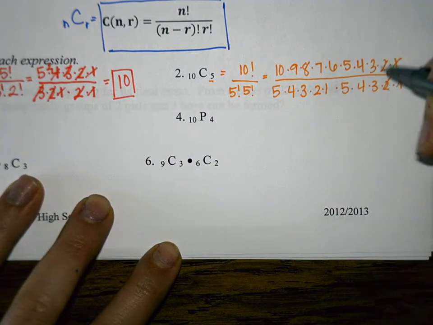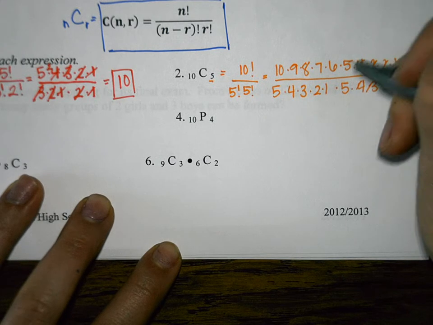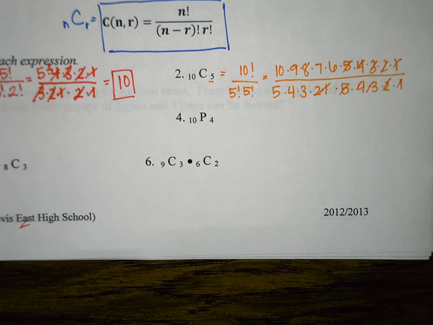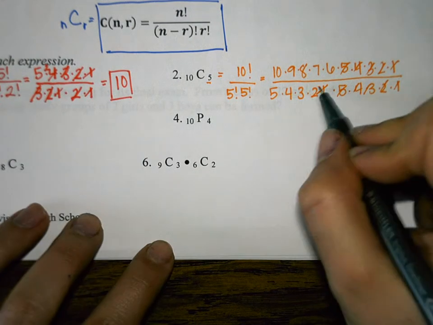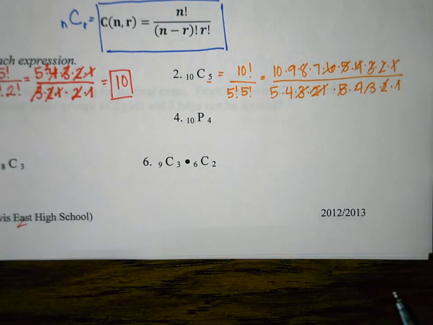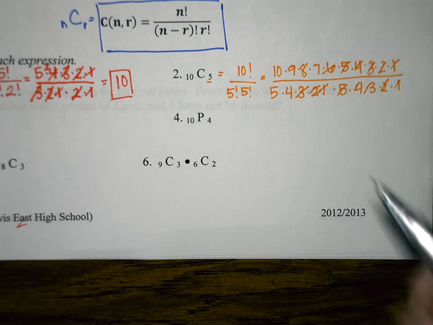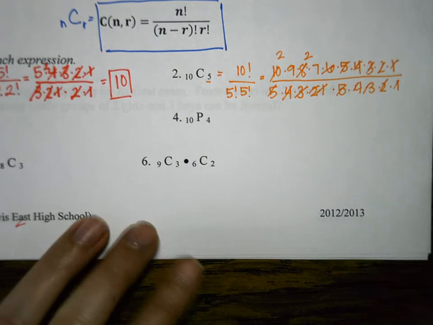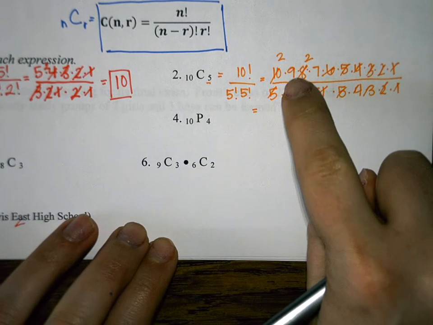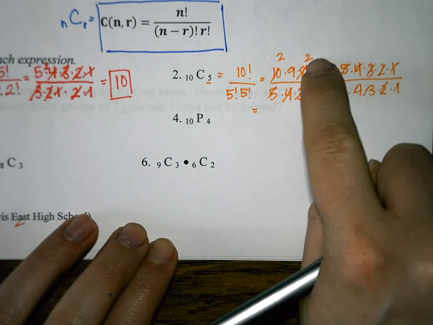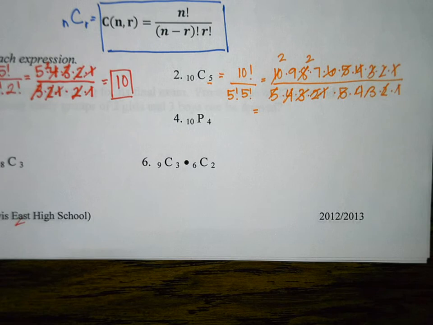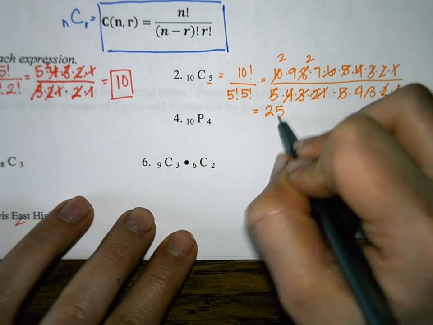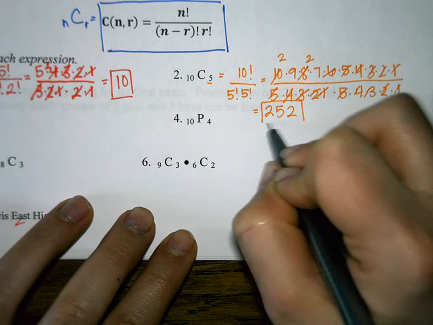So 5 all the way down to 1 is going to reduce, and then let's reduce everything else. That 1 reduces. 2 and 3 turn into 6, so we can reduce with that. And then 4 goes into 8 2 times, and 5 goes into 10 2 times. So I'm going to be left with 2 times 9 times 2 times 7, and that's going to be it. So I'm going to be left with 252 combinations.